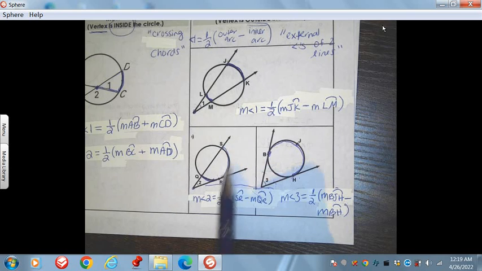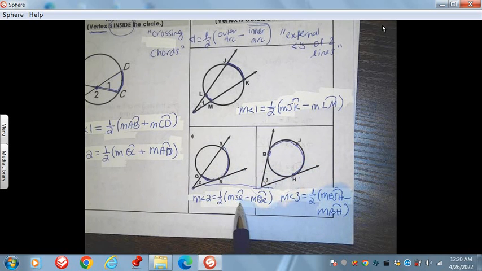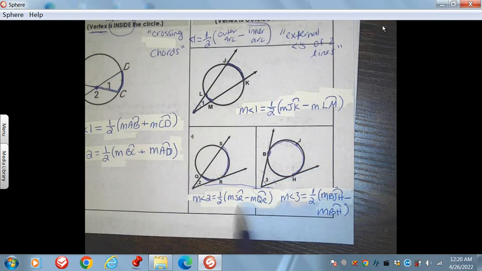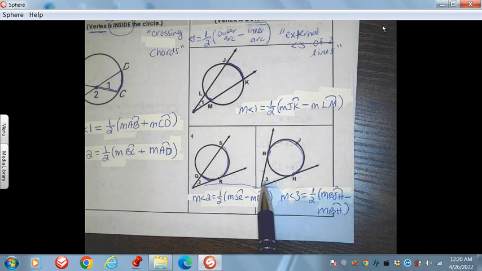For the third diagram here, same idea. These are two tangent lines that meet at a common external point. The measure of angle 3 would be equal to 1/2 of the large arc here, measure of arc BJH, minus arc BH. That's all for this outer minus inner.